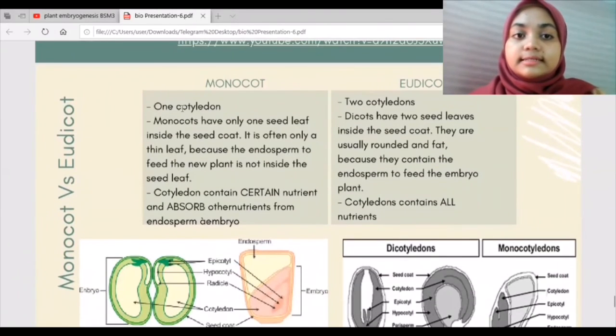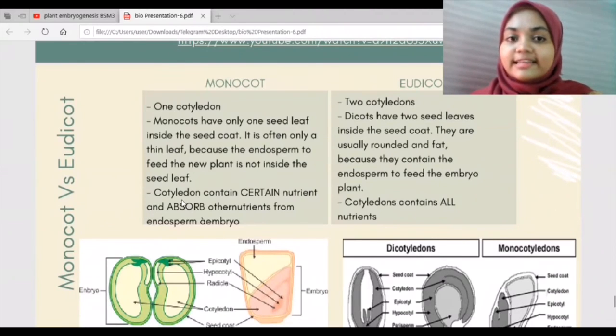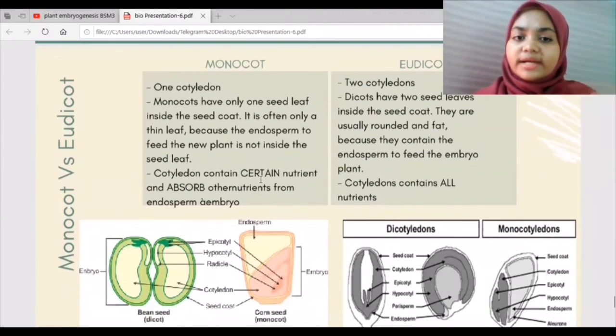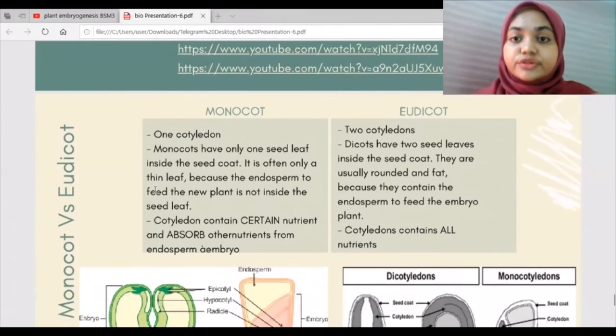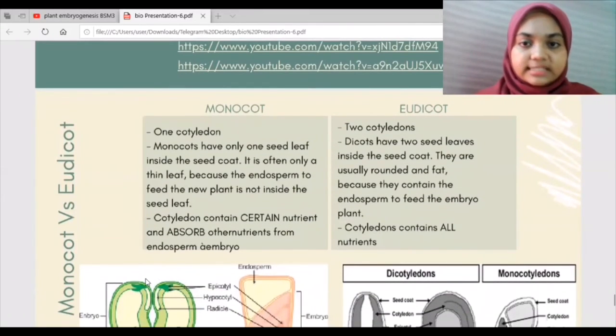Next, monocots have only one seed leaf inside the seed coat. It is often only a thin leaf because the endosperm that feeds the new plant is not inside the seed leaf. Eudicots have two seed leaves inside the seed pod. They are usually round and fat because they contain the endosperm to feed the embryo plant. This endosperm is not inside the seed leaf; it is outside.